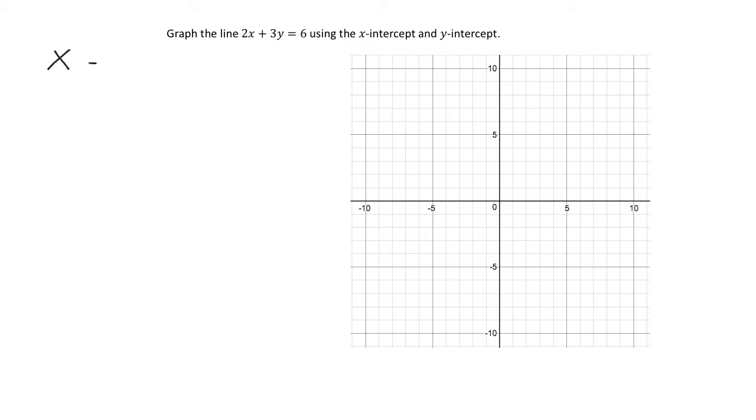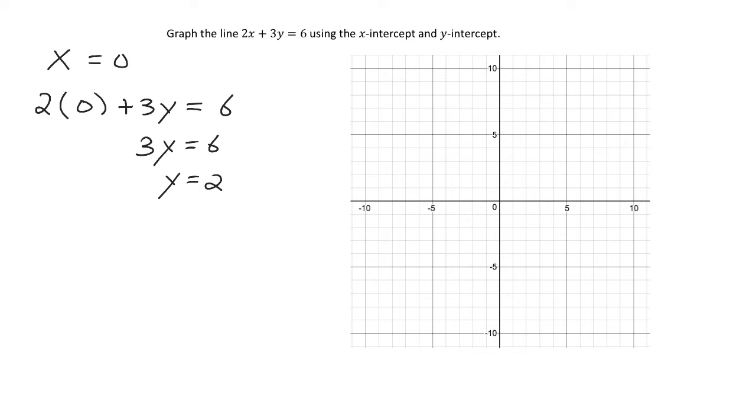If you let x equal 0 and you put that into the equation, it usually simplifies very nicely. Here's why. I put 0 in place of x, and if I do that, the first part just goes away and you're left with 3y. Dividing both sides by 3 gives y is equal to 2. What we just figured out is if x is 0, y is equal to 2.